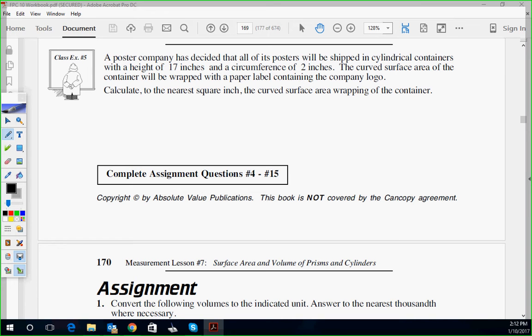So what is the wraparound of the container? That's all we're trying to do. Well, they already give me circumference, so it's so easy. Because remember, it's circumference times height, right? It's just 17 times 2. 34 square inches is the surface area of the wraparound.